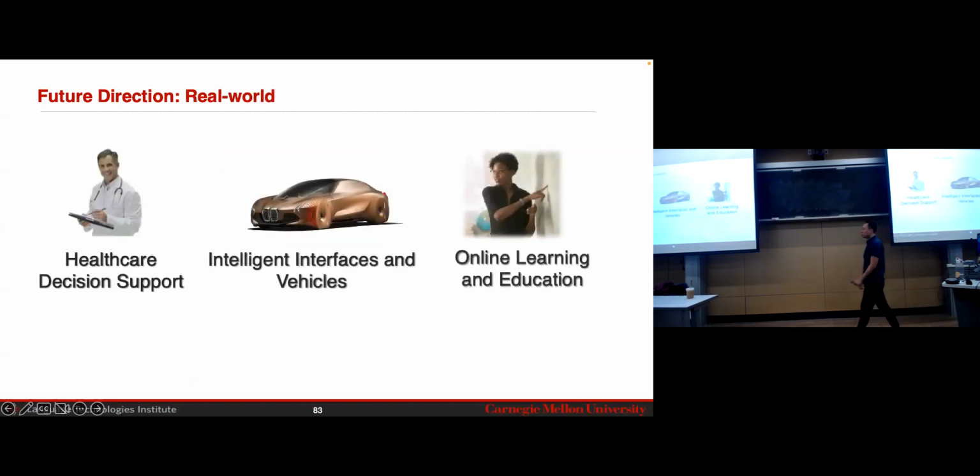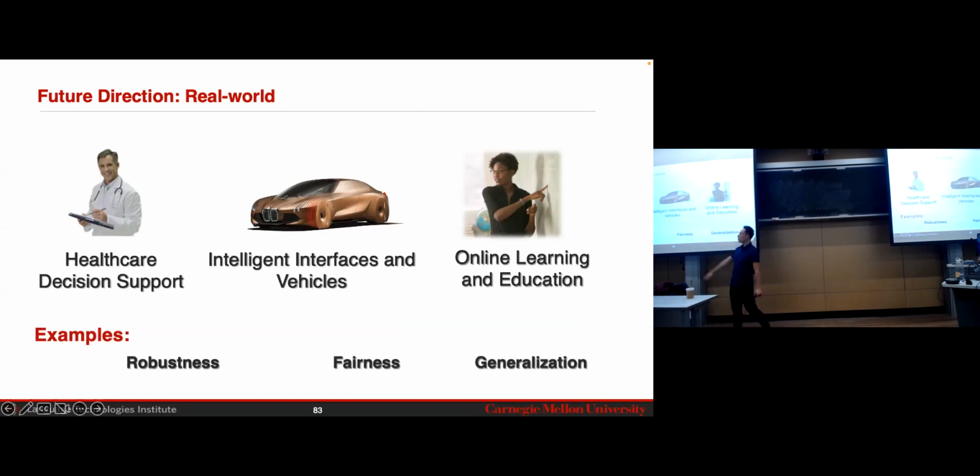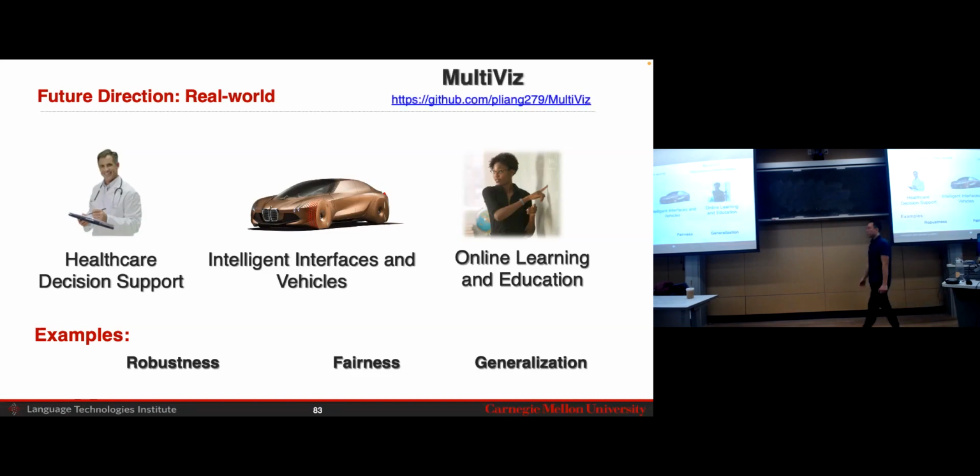Social intelligence and interaction. In the real world, we actually want to deploy these multimodal systems in critical cases, like healthcare decision support, autonomous vehicles, and online learning and education. But to actually get it working in the real world, we have to contextualize these multimodal models, making sure they're more robust, more fair, and more generalizable to the real world. A lot of the questions in quantification are going to be revisited here. For example, MultiViz, the visualization tool that you saw in quantification, looks at how you can get these models working and understandable by humans in the real world.